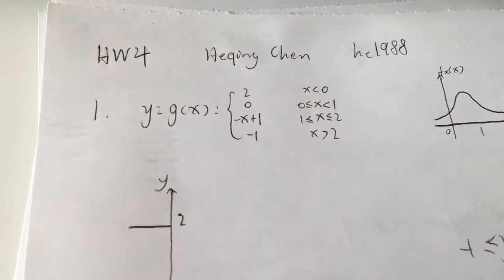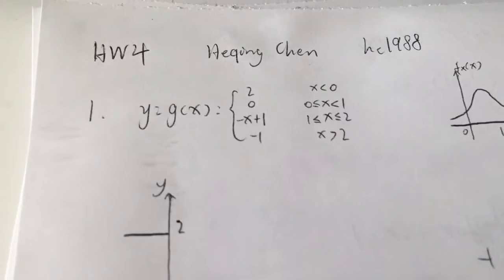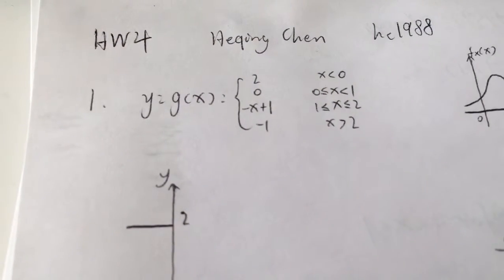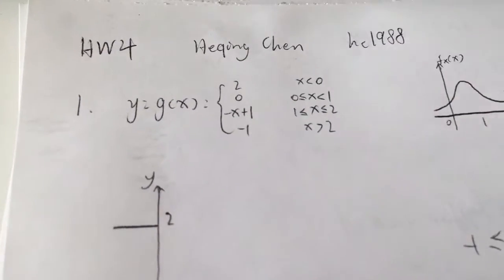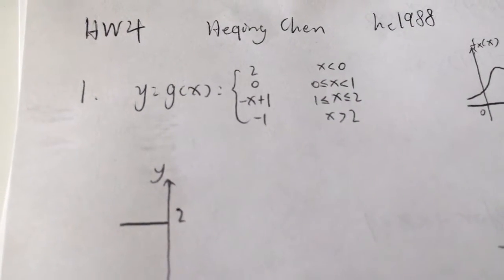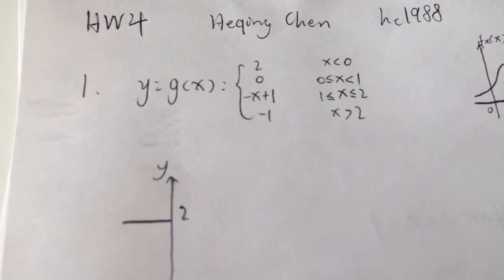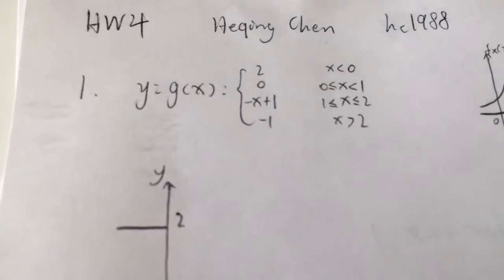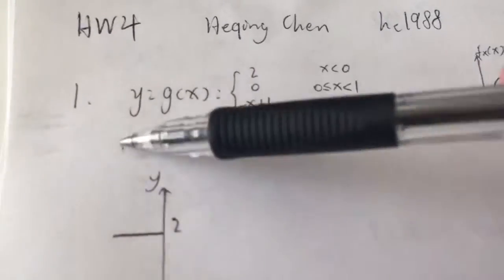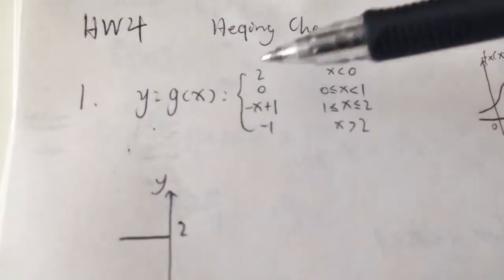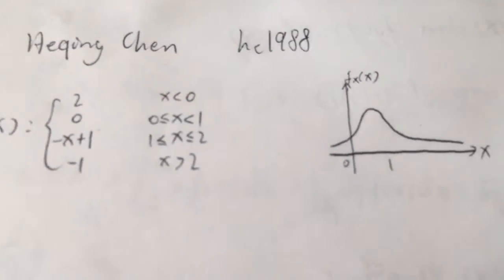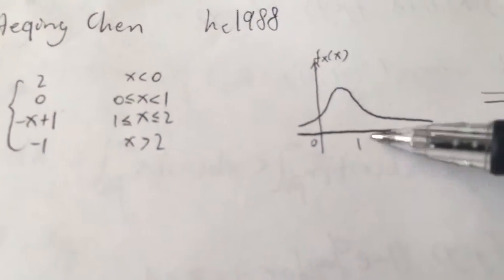Now we're in homework for the problem 1. This problem needs us to find and draw the distribution function of y and the density function of y in terms of the distribution function and density function of x. So we have the equation of y equals g(x), and also we have the picture of the density function of x.